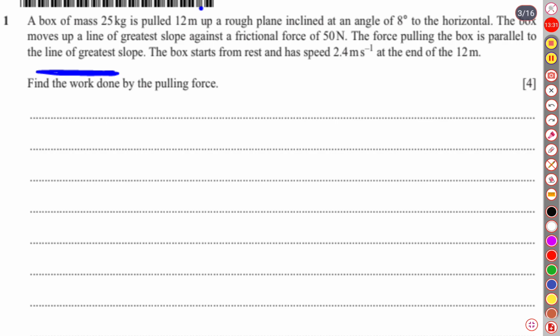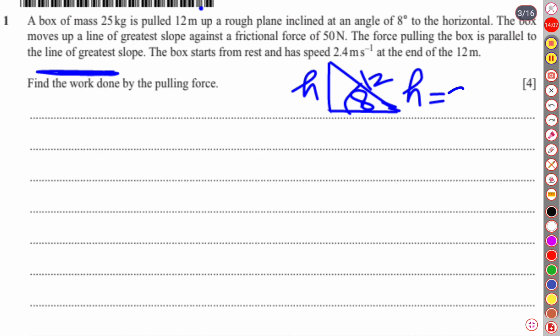The scenario is this. The angle is 8 degrees, and the particle was moving up, and it moved 12 meters. So the hypotenuse is 12, and this is our h, and the angle is 8 degrees. So our h is equal to what? h is equal to the hypotenuse times sine 8 degrees.